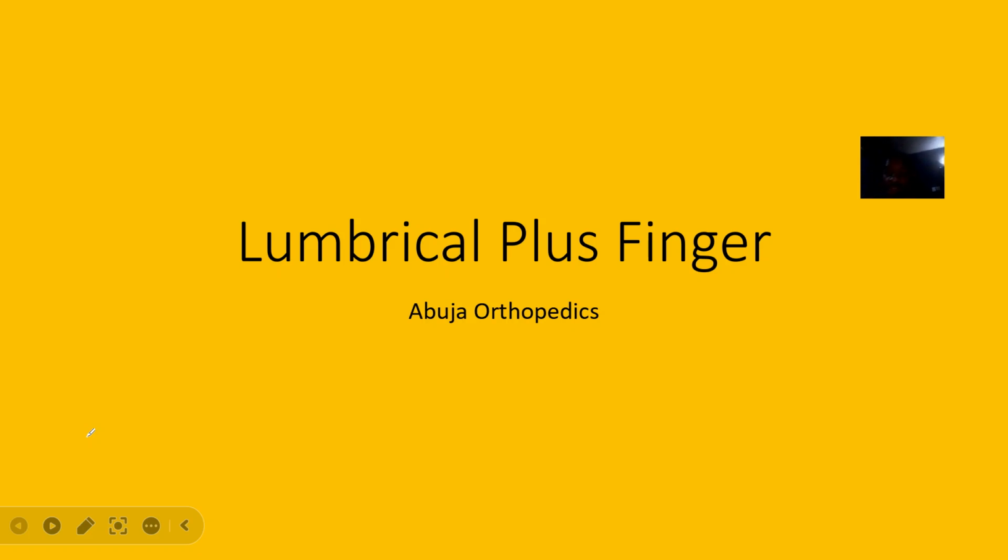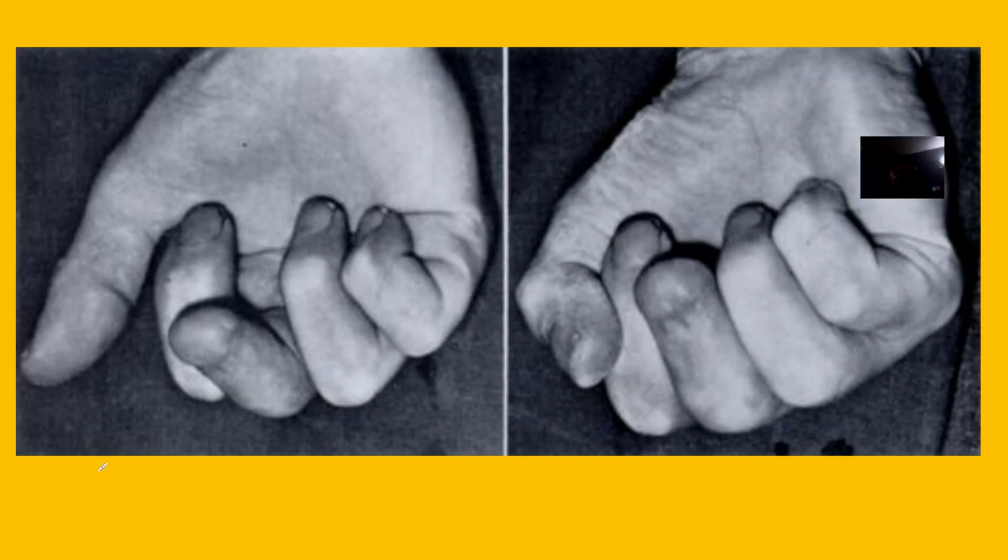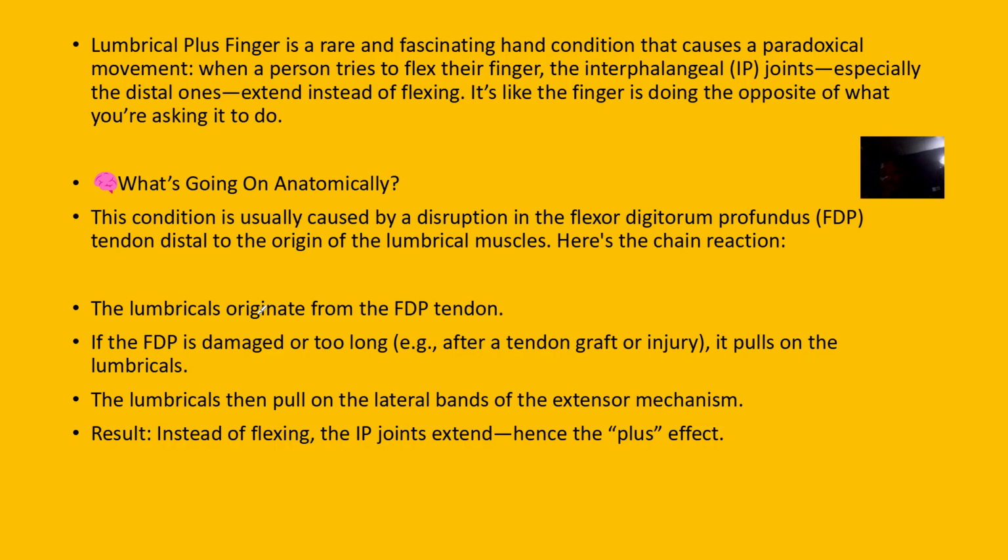So for this video, we are looking at what is known as the lumbrical plus finger. Lumbrical plus finger. All right. So you could see this. Just observe this finger, how if you try to bend it, it's not really bending like the others. Do you understand? Sometimes it raises on its own. Observe this one too. You bend the rest, but this one is up, and you are trying your best to bend it. So what is a lumbrical plus finger?